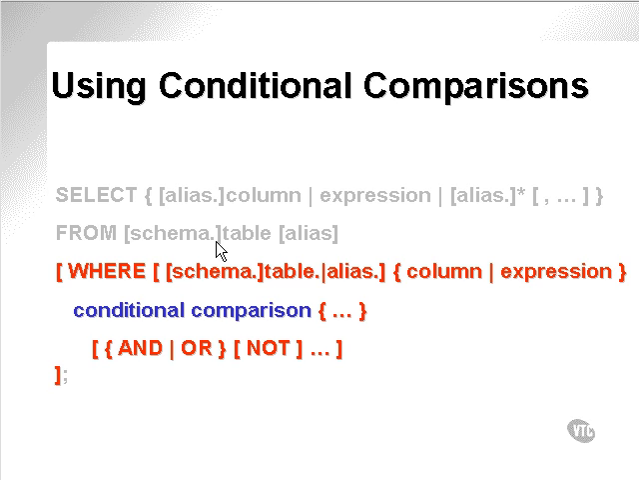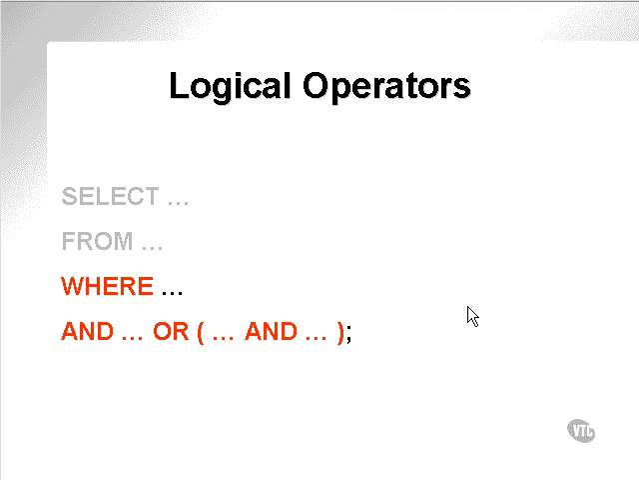Now let's take a look at using conditional comparisons in examples. Once again, here's the where clause. Each comparison in the where clause is represented by something such as column or expression, conditional comparison, and another column or expression. In other words, where x equals y, where show ID equals 1, etc. Don't forget the logical operators and the precedence.